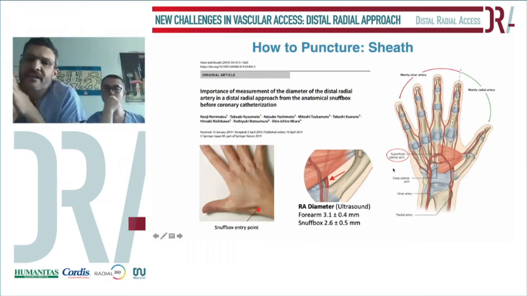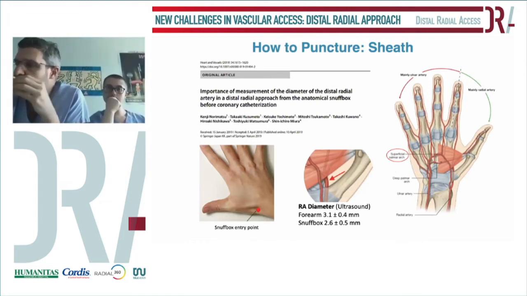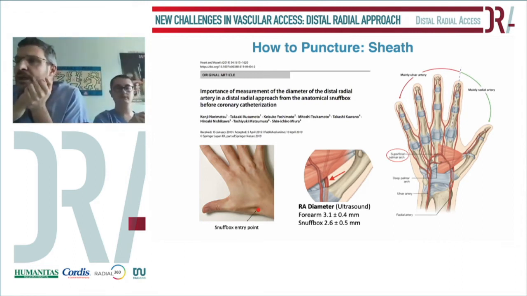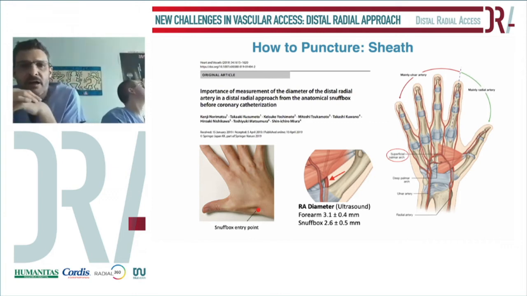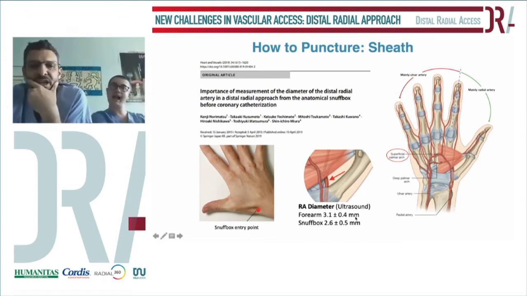And what about the diameter? This is a very important parameter that we have to consider when we decide which size of sheath to advance. There are some data from the literature that show that the distal radial artery diameter in the snuff box is more or less 0.5 millimeter less than the radial artery diameter at the forearm. So we have to consider a diameter of about 2.6 millimeter.